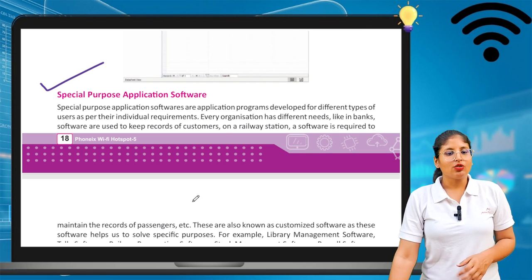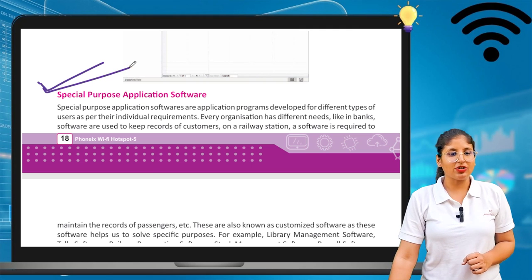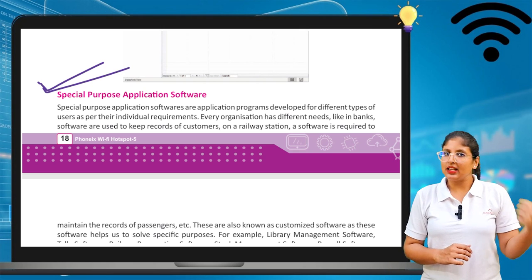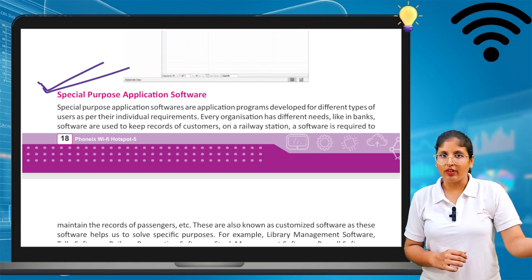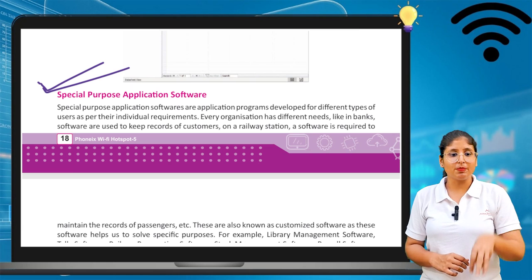Now we will see what is special purpose application software. We discussed application software, and we discussed general purpose software like MS Word and presentation software. All these are general purpose software. Now we will see special purpose software.